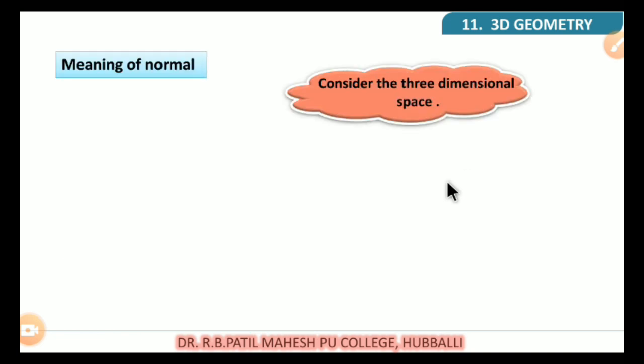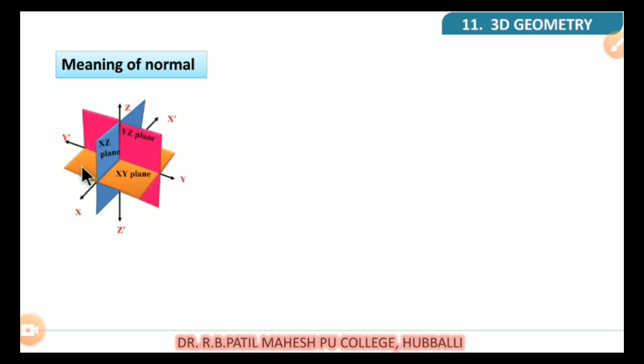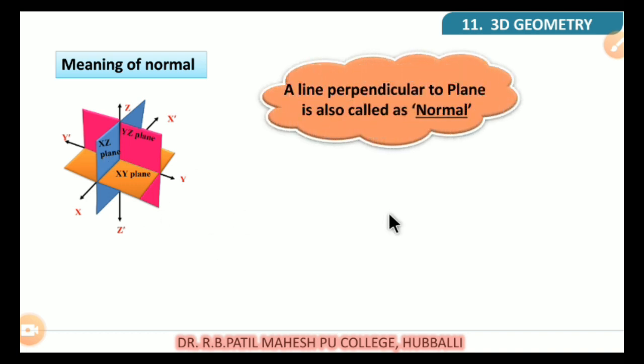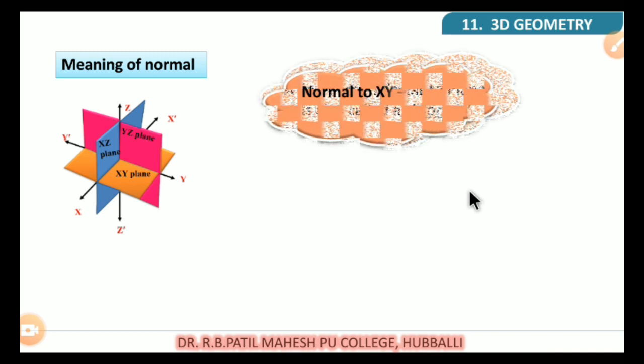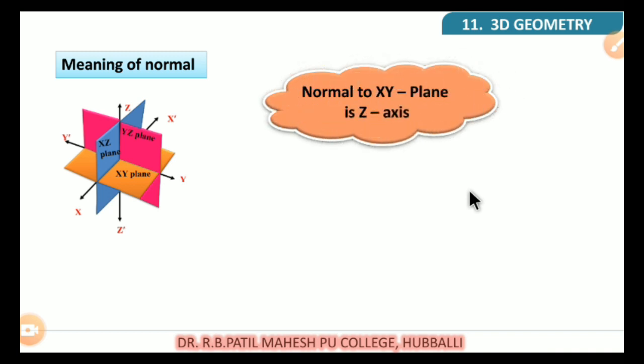Now consider 3D space to see the meaning of normal. What do you mean by normal? Here it is the 3D space. A line perpendicular to plane is also called normal. So normal to xy plane is z axis. See here, x, y, so xy plane. For this, the z axis is perpendicular. So the z axis becomes normal to xy plane.